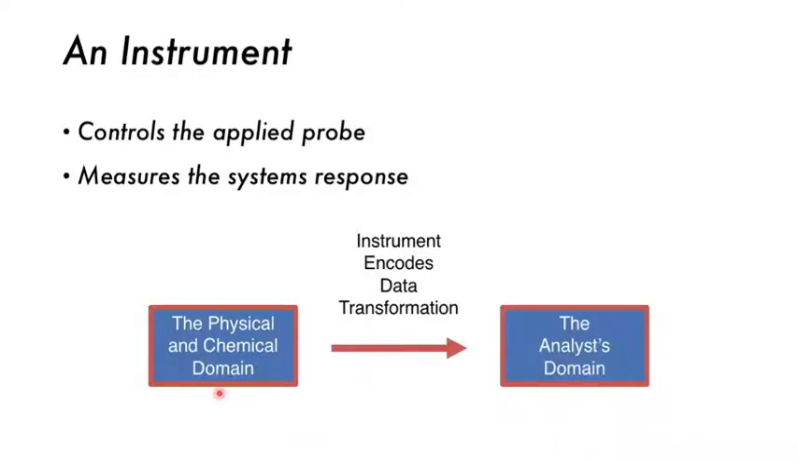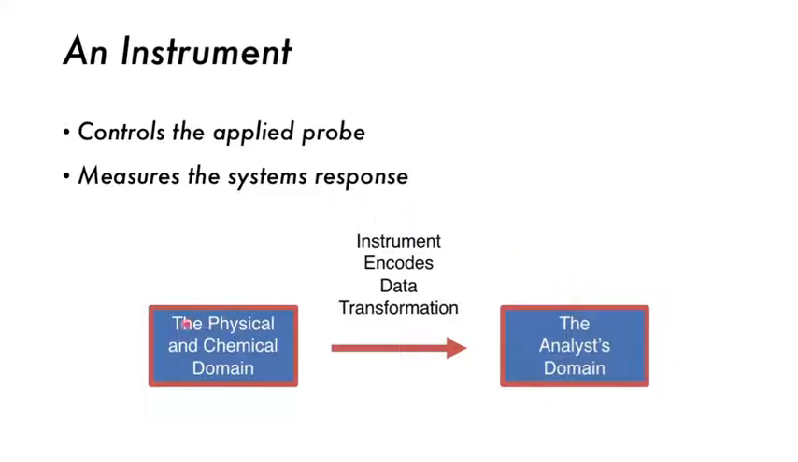So an instrument controls the applied probe and measures the system's response. How does it control the applied probe? It turns the light source or energy source on or off. It controls the intensity of that source. It also controls the wavelengths which are being supplied to our analyte. And then it measures the system's response. It measures how the original signal and the final signal differ. Is there some absorption happening, or is there some other thing being measured?